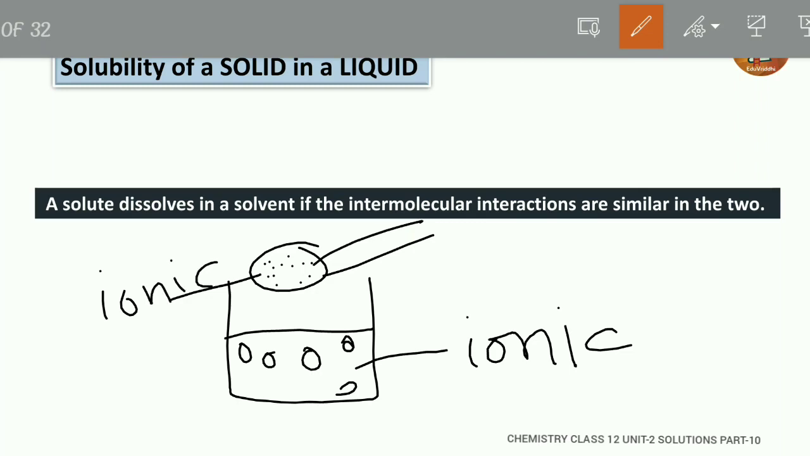Since there is ionic interaction in the solid solute and also there is ionic interaction in the solvent, that is water, both the intermolecular interactions are the same here. In the water molecules the interaction is ionic, and in the case of salt particles also the interaction is ionic. Since both the interactions in the case of the solid solute and the liquid solvent are the same, this type of solid is soluble in the liquid. So that's the meaning of this statement.